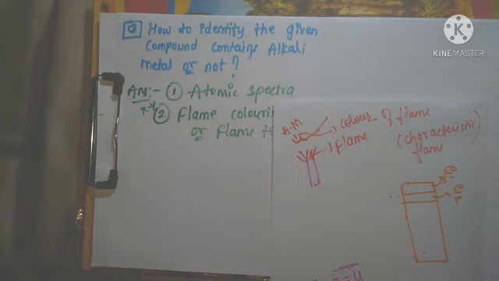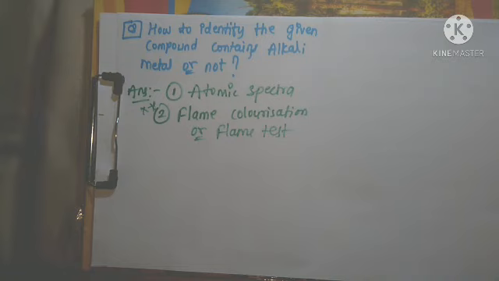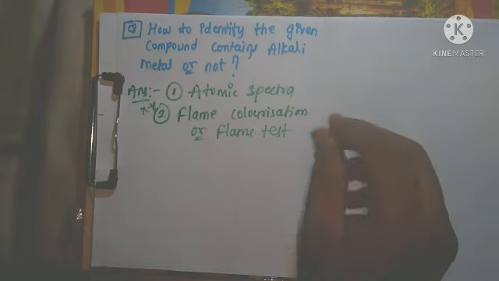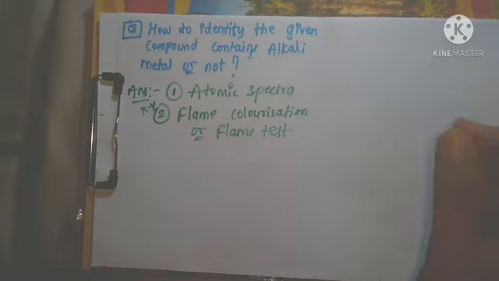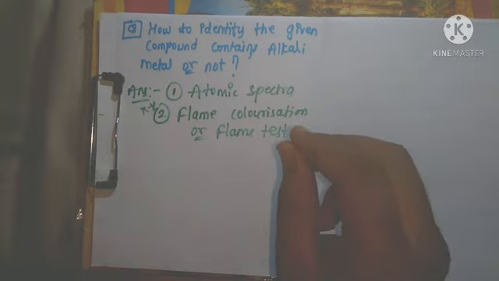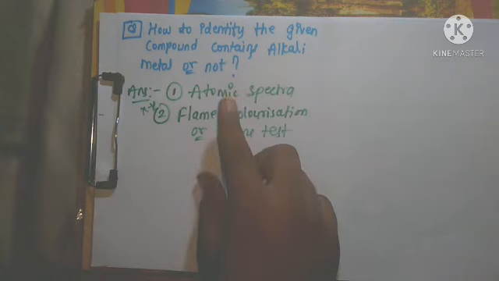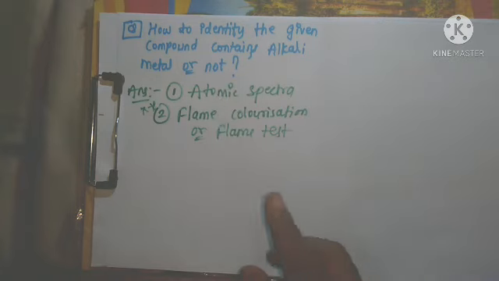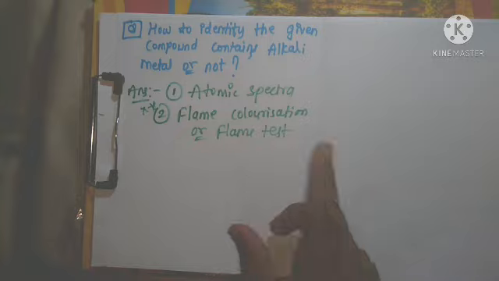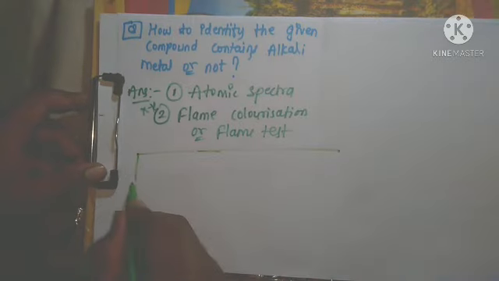When an alkali metal is kept on the flame, the color of that flame changes and produces a characteristic color. If the color changes, then it definitely contains an alkali metal. How does it change? If it is lithium, what is the color? If it is sodium, what is the color? I will write a table here.